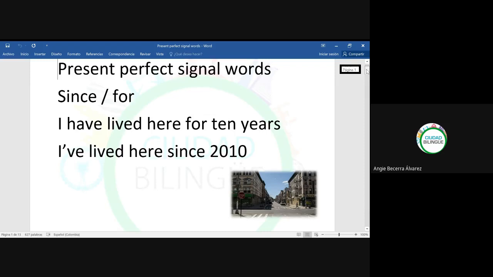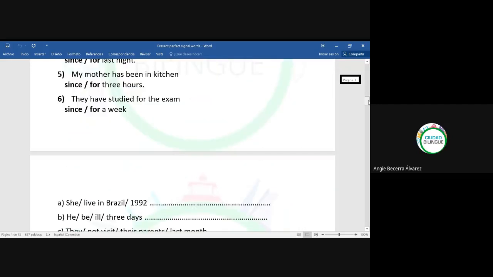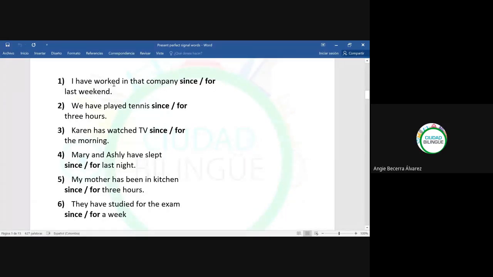Perfect. So guys, what is the difference between since and for. ¿Quién me puede decir cuál es la diferencia entre esos dos? For es para contables, puede ser por 4 horas, 4 días, 4 años. Y since es desde el comienzo de la acción, desde que comienza lo que estábamos haciendo. Perfecto. Muy bien. So now, guys, here we have some sentences. So we are going to choose between since or for, okay? So number 1, it says, I have worked in that company since or for last weekend.